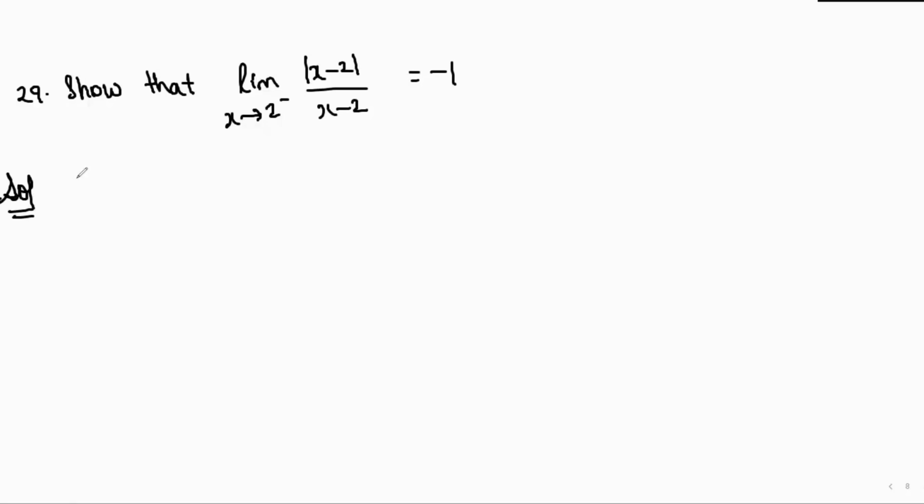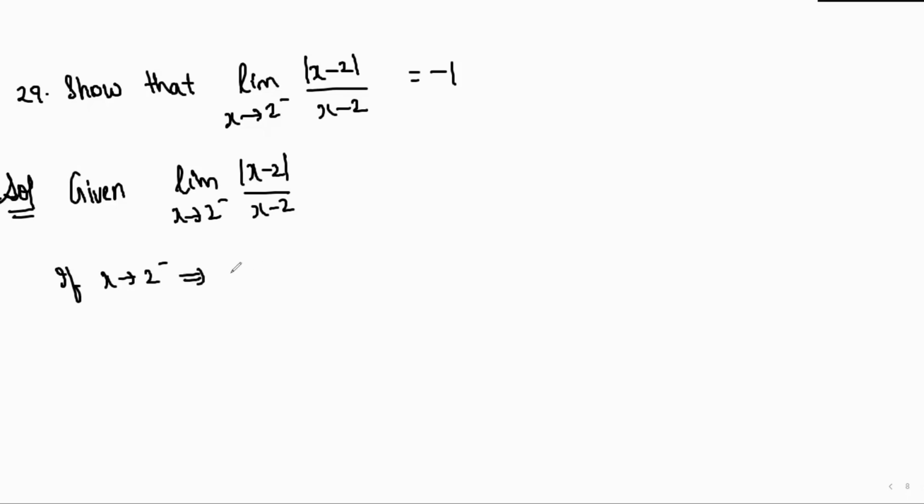Now take the next question. Show that limit x tends to 2 minus mod x minus 2 by x minus 2 is equal to minus 1. So first let us write given. Limit x tends to 2 minus mod x minus 2 by x minus 2. So if x tends to 2 minus, which means it is left hand limit, and so x is less than 2, which means x minus 2 is less than 0, which means mod x minus 2 is minus of x minus 2.